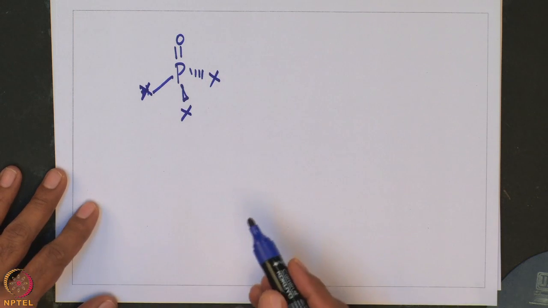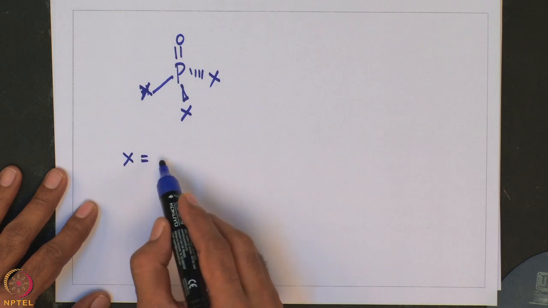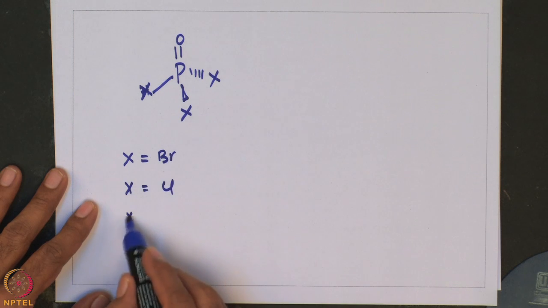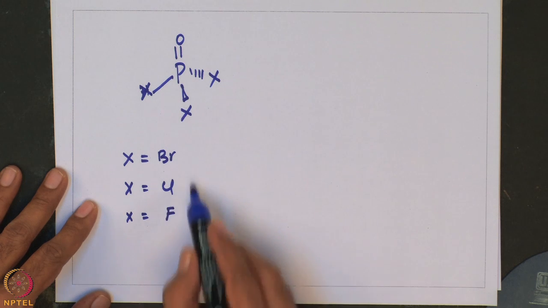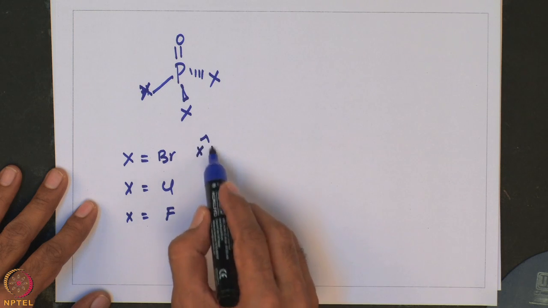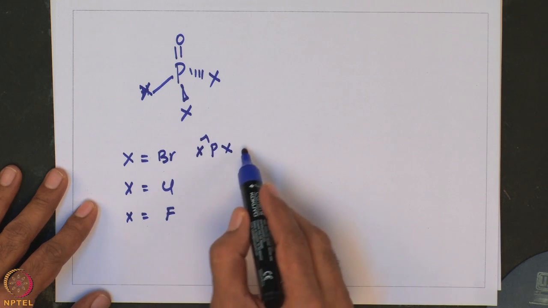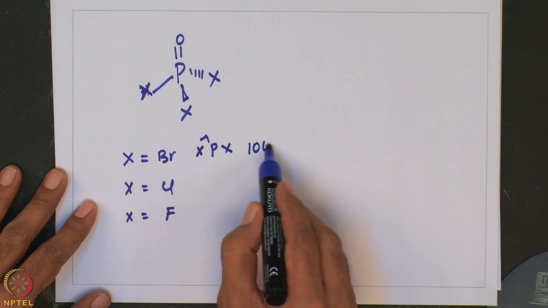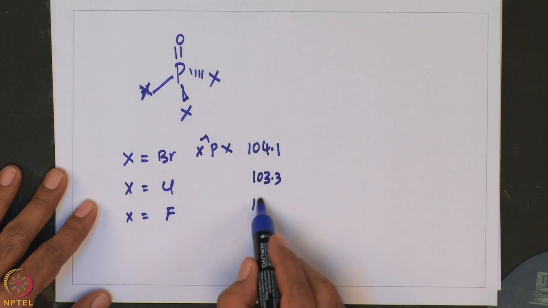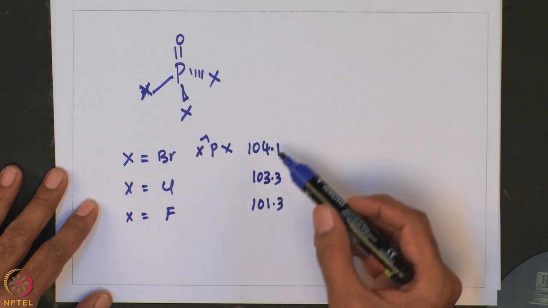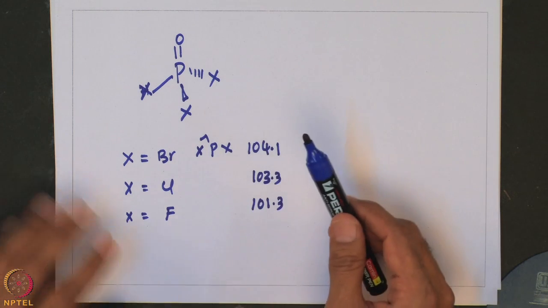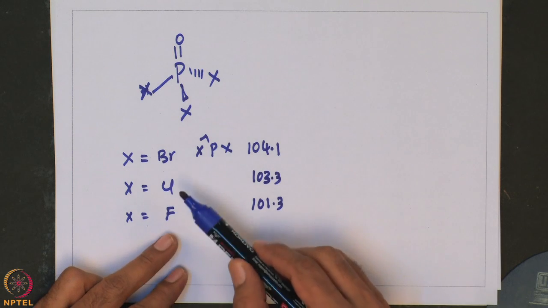This is POX3 molecule where X equals bromine, X equals Cl, X equals fluorine. So, here the X-P-X angles are given, and in this case it is 104.1, 103.3 and 101.3. So, that means angles are decreasing when you go from bromine to fluorine. On the other hand, angle is increasing when you go from fluorine to chlorine to bromine.